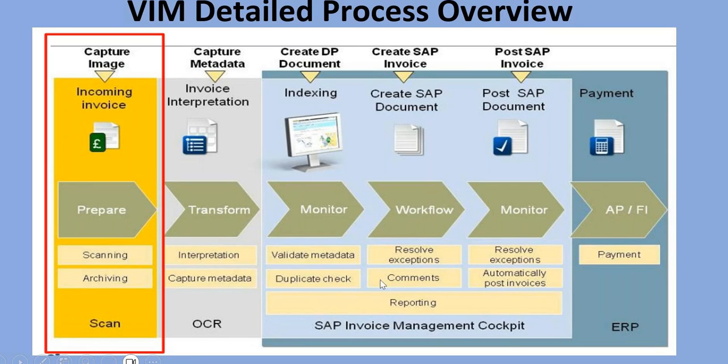As I told, the to and fro communication is being done from the AP users to the tax team or to the PO team. All those comments, all that communication will be visible in the comment section that is available in Vim. And once the resolve exceptions is completed, then the automatic posting is done.